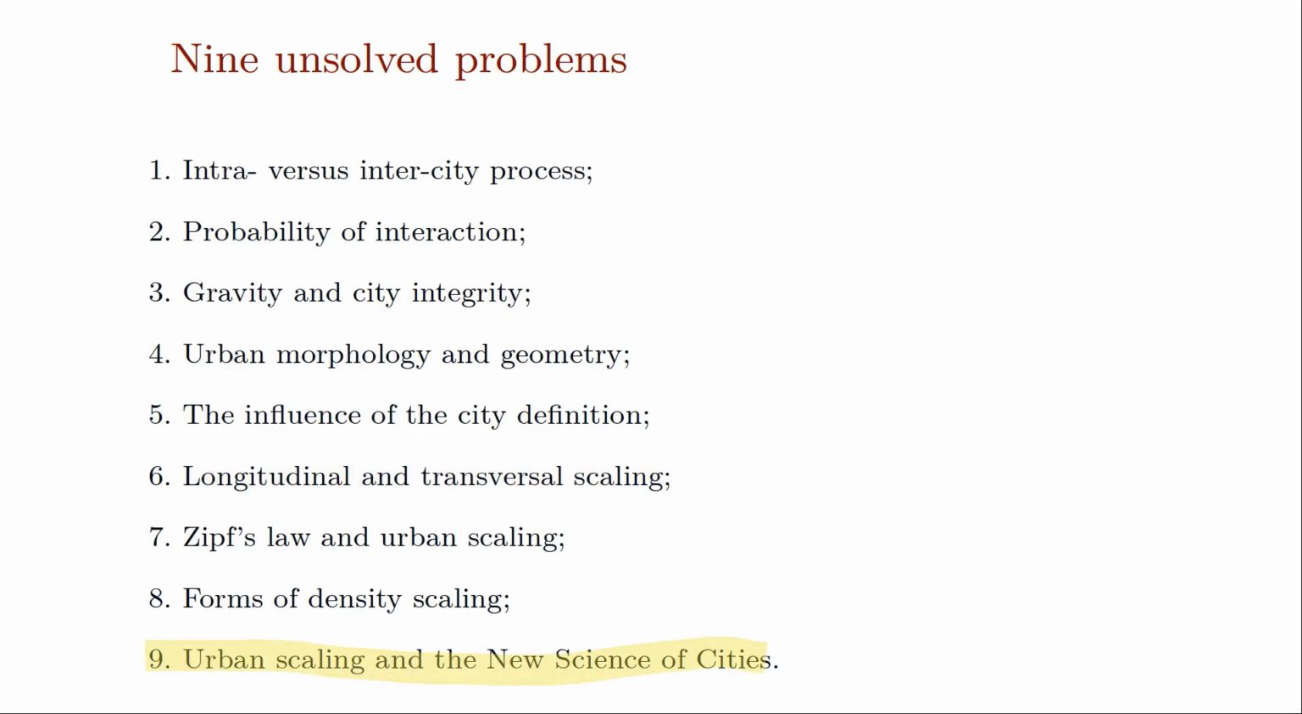And of course, urban scaling is just a part of the big picture of the city, right? If we want a new science of the city, we must have a more general approach, a more general theory of which urban scaling is just a particular case, right? So we need to try to increase the scope of this theory, not only about urban scaling, but a more general theory of the city, of which urban scaling is just a particular case.